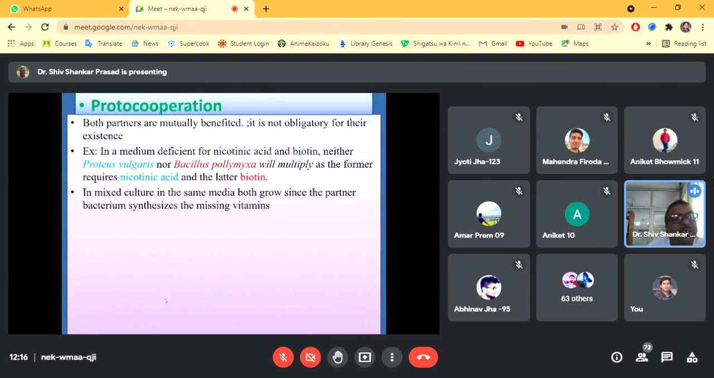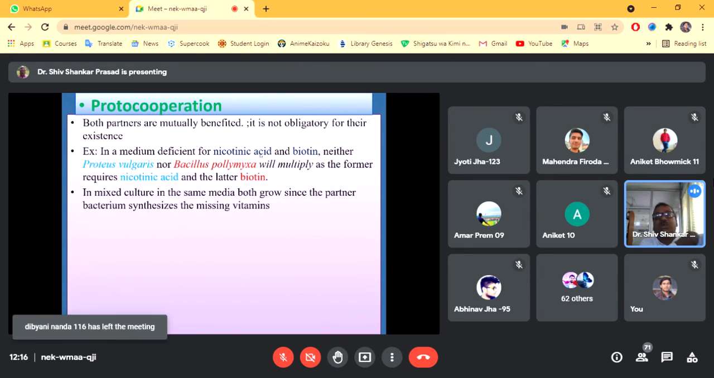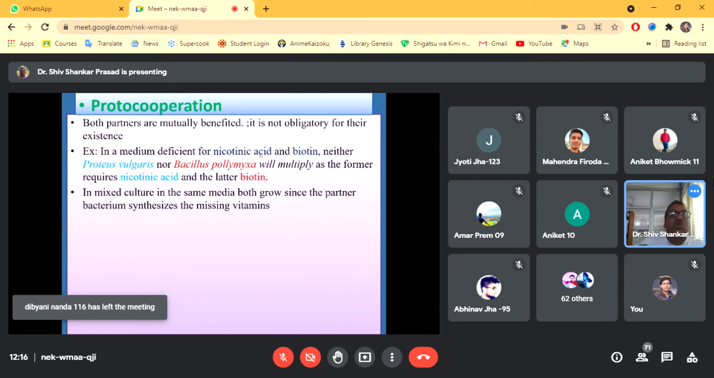Now the another one is the protocooperation. Okay, so in which both type of microorganisms, both interactions are relative, both partners are mutually beneficial, but it is not obligated for their existence. So in a medium that is deficient for nicotinic acid and biotin, neither Proteus vulgaris nor Bacillus polymyxa multiply, and the former requires nicotinic acid and the latter requires biotin.